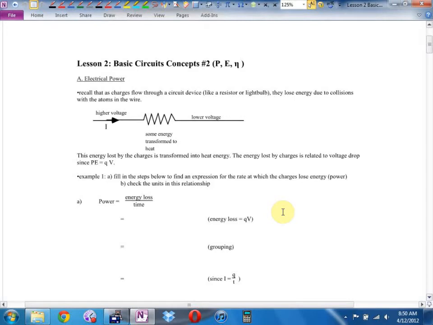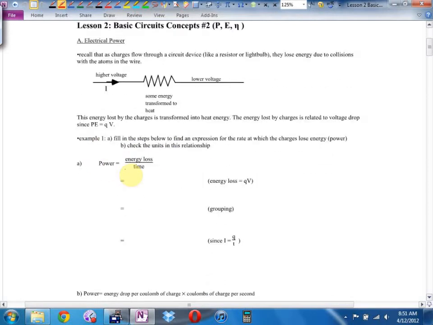Power. So recall that as charges flow through a circuit device, like a resistor or a light bulb, they lose energy due to collisions with the atoms in a wire. We start out at a higher voltage, some of the energy is transformed to heat, we end up at a lower voltage. Since this energy lost is transformed into heat energy, the energy lost by the charges is related to voltage drop because potential energy equals QV.